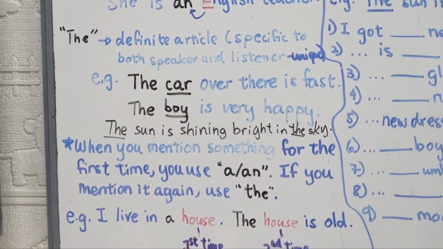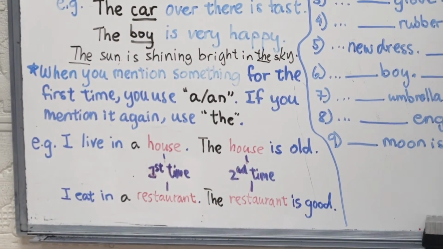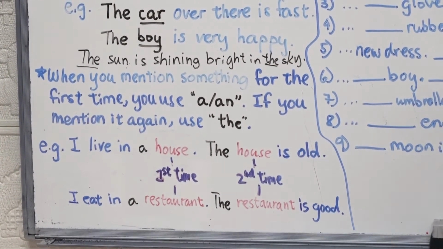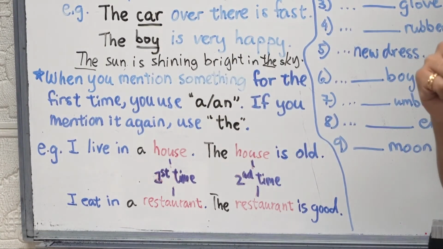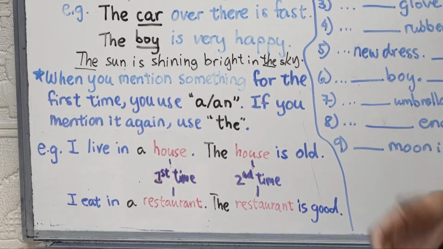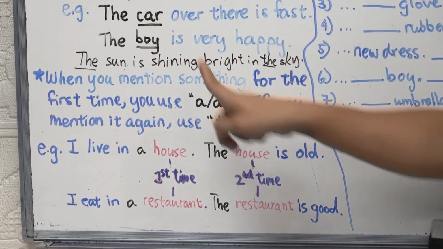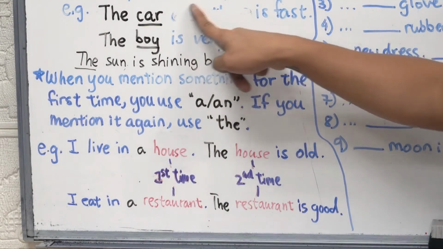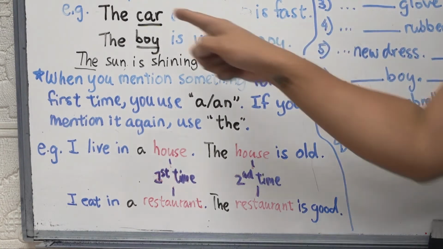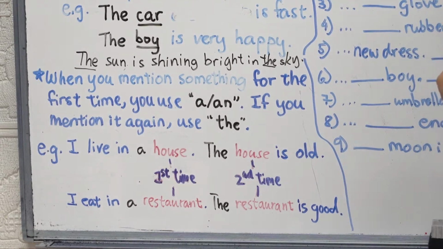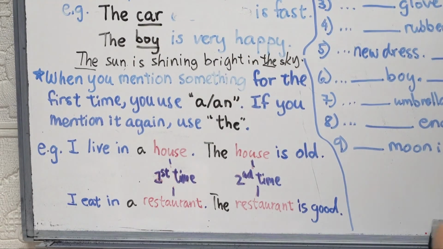The sun, the sky. Now again, let me bring you back to the examples, okay? The car over there is fast. Now, that car that they're talking about is the same car that the speaker is saying and the listener is looking at. The car. If I change a car is fast, let me remove over there, okay? So now we have the car is fast. Do we know which car we're talking about with the? Yes, we do, because the speaker and the listener are talking about the same car.